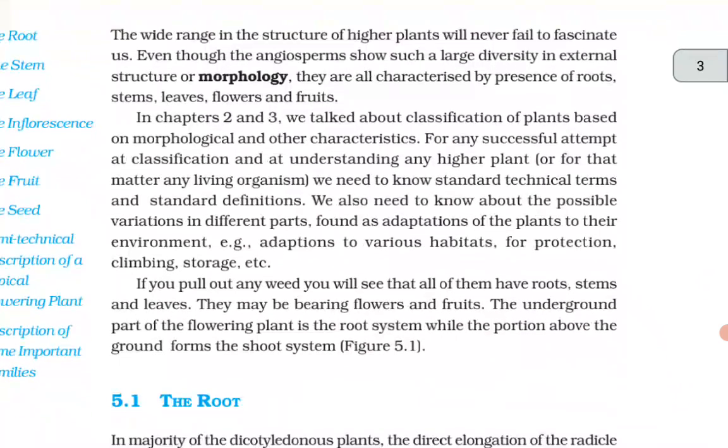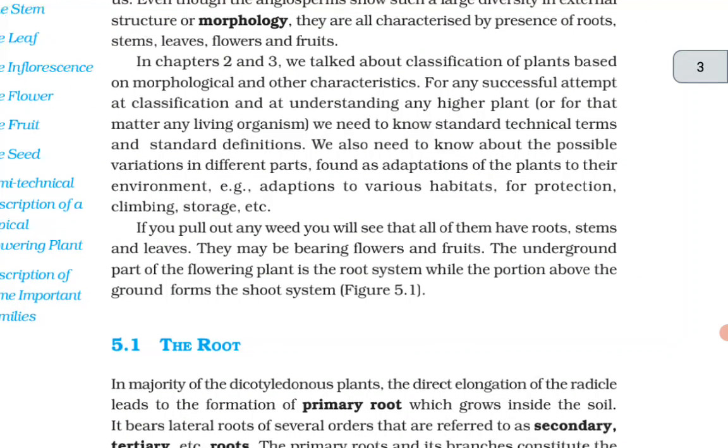In chapters 2 and 3, we talked about the classification of plants based on morphological and other characteristics. For any successful attempt at classification and at understanding any higher plant, we need to know the standard technical terms and standard definitions. We also need to know about the possible variations in different parts found as adaptations of the plant to their environment. Example, adaptations to various habitats for protection, climbing, storage, etc.